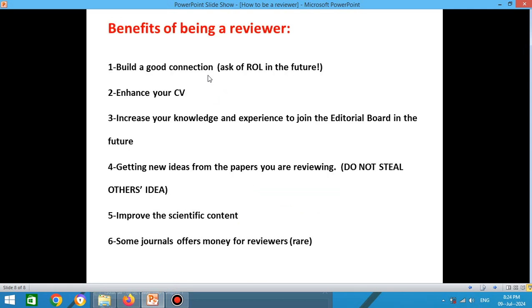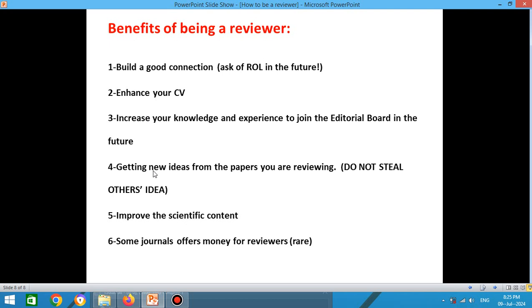What are the benefits of being a reviewer? The first and the important thing for medical students is building a good connection. You can ask for a role in the future from your supervisor, from your friend, etc. It enhances your CV. It increases your knowledge and experience to join the editorial board. Being a reviewer is the first step to become an editor in the future, as you know how things can go in any journal.